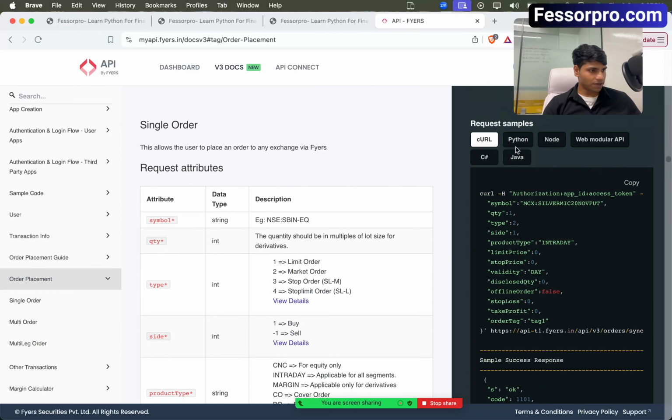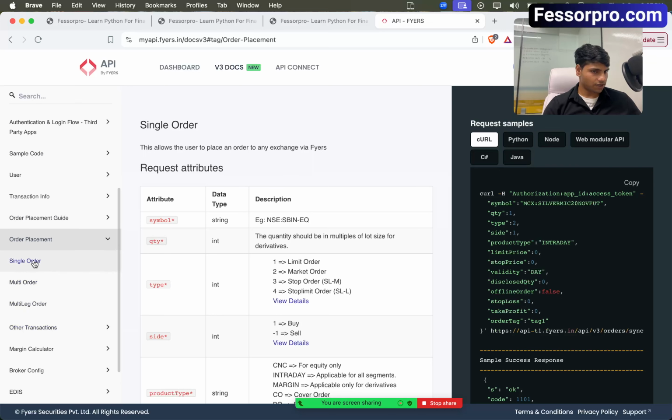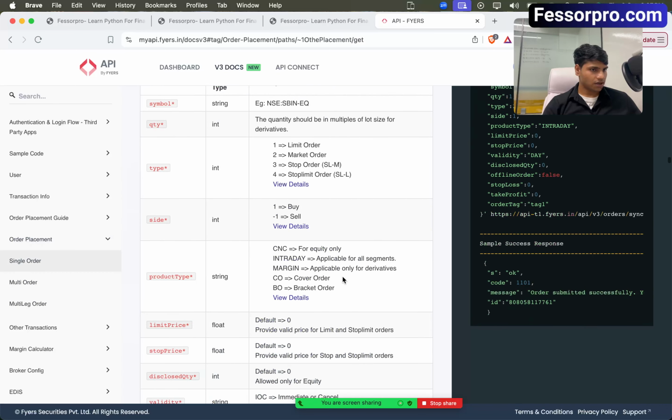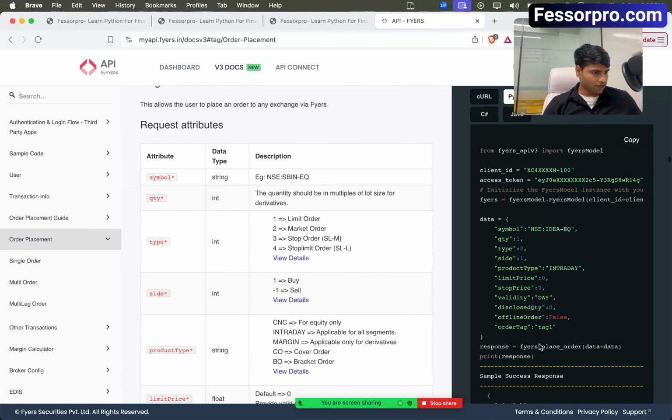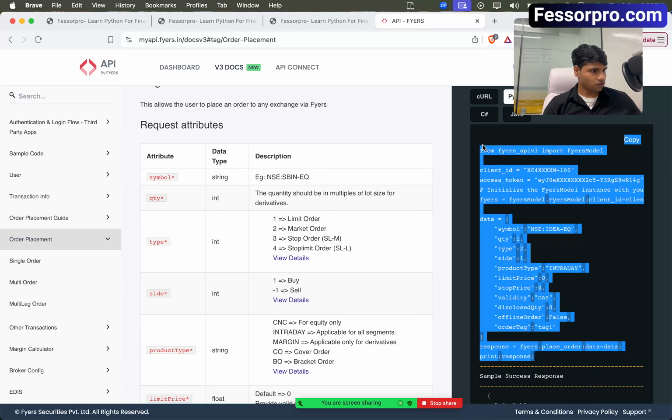Okay. So if you want to place an order, you have to go to the order placement guide. There are different types of orders: single order, multi-order, multi-leg order. Let me first show you single order. I'll show you all the types. If you want to place an order, you have to go to Python, and they have given a basic script. This is the script that you have to use to place an order.